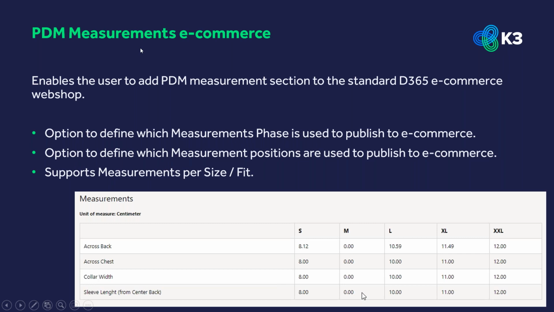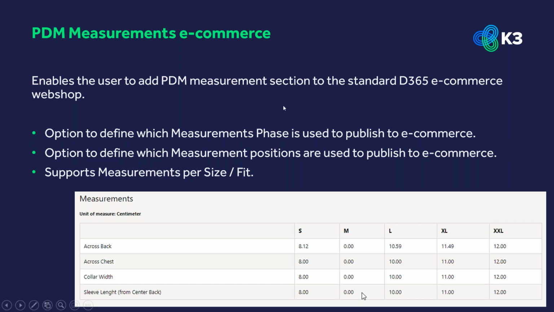Next part, which I will show you, you're probably all aware that in the web shop, the standard web shop, we added different sections on PDM for the product. We added the wash and care instructions, we added the CSR classifications, we added the brand, country of origin, and now we also added the measurements. So the measurements which you can set up within Dynamics can be published to the web shop, to the item.